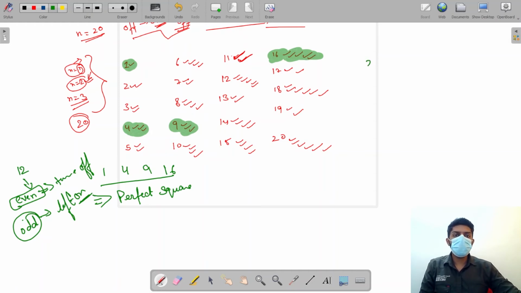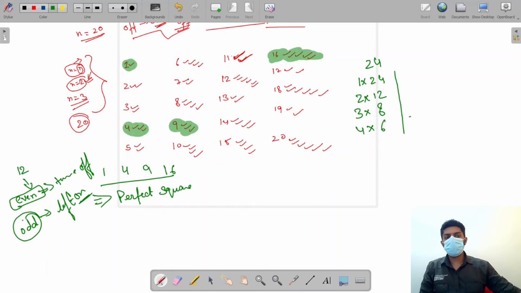Suppose 24, right? So let's write all the factors of 24. That is 1 into 24, 2 into 12, 3 into 8, 4 into 6. Then after that it gets mirror imaged, right? 6 into 4, 3 into 8, 12 into 2, and 24 into 1.